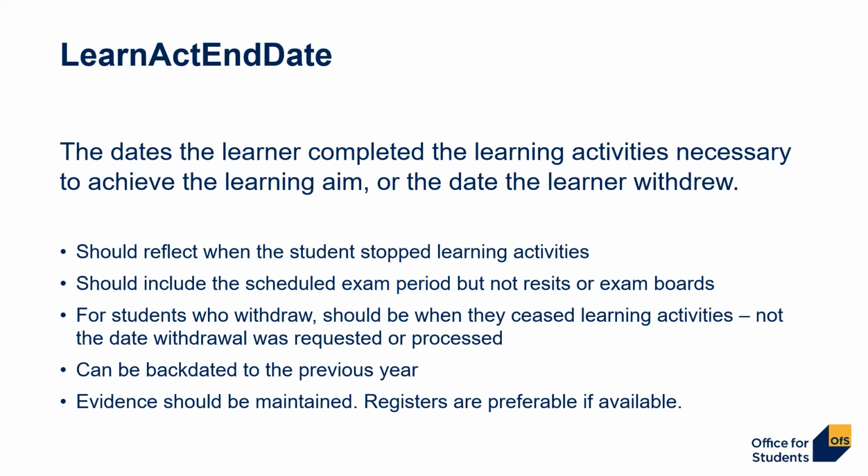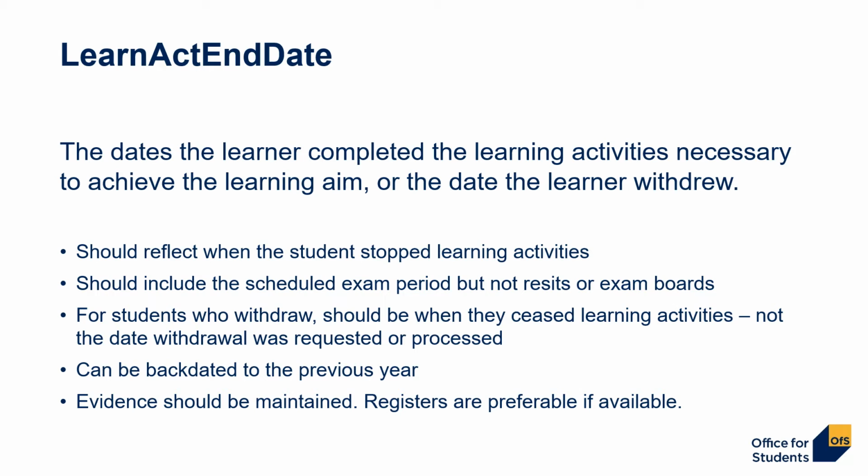or exam boards. For students who withdraw or take a break in learning or transfer to a different program, it needs to reflect the date at which their engagement on that aim finishes. So it can't be the date that they request the withdrawal or the date at which you process the withdrawal. It should be their last date of engagement. And one thing to note is that the end date can be backdated into the previous year.